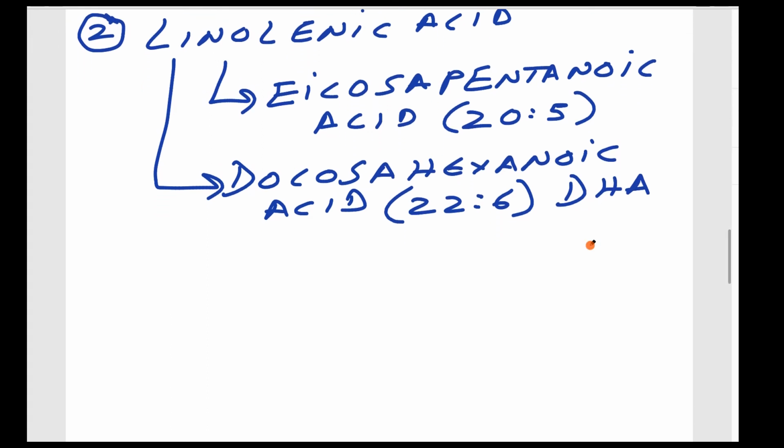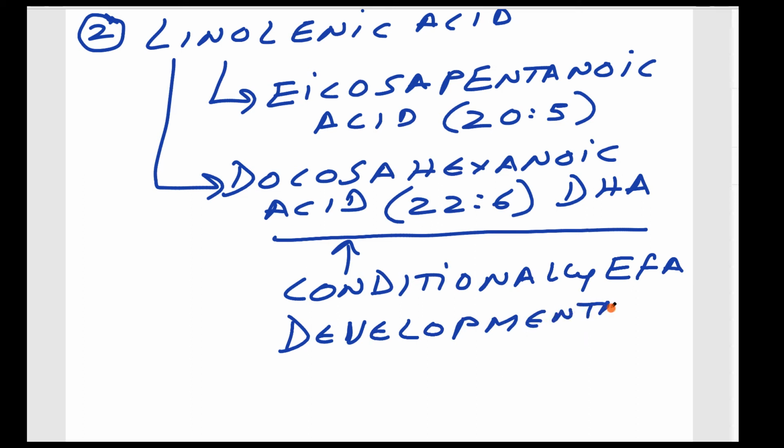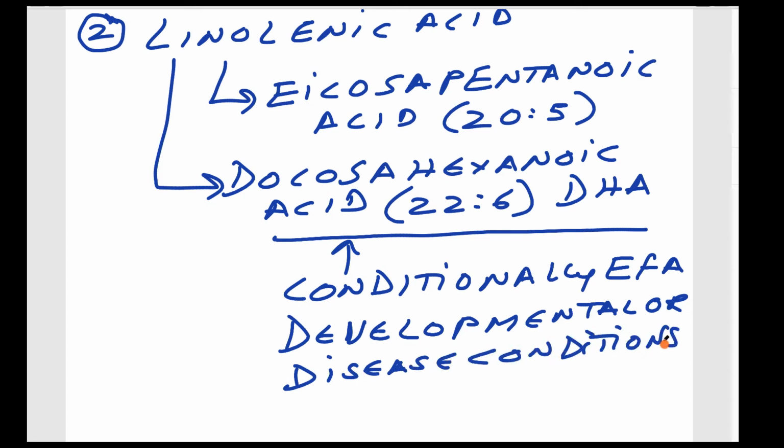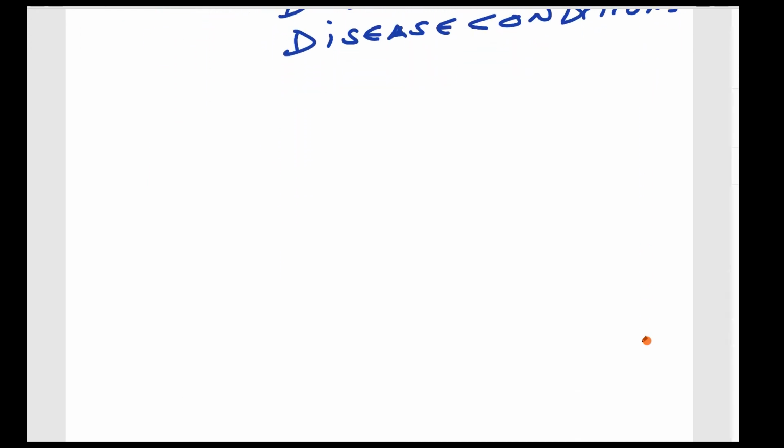So DHA we can call a conditionally essential fatty acid. Why is it known as a conditionally essential fatty acid? It becomes essential under developmental or disease conditions. So these fatty acids become essential, and that is the reason they are called conditionally essential fatty acids.